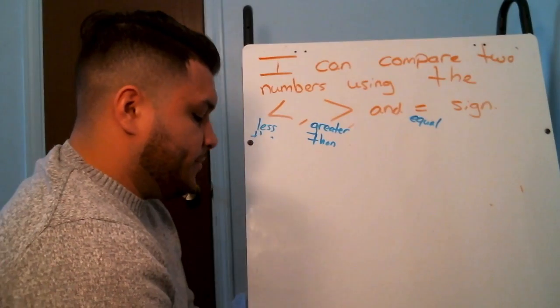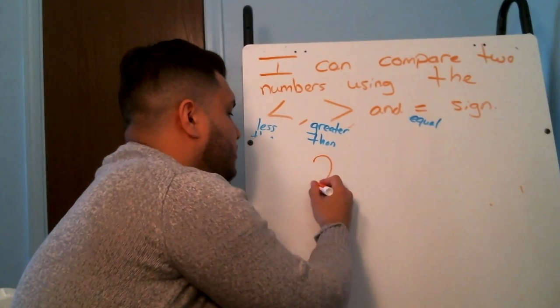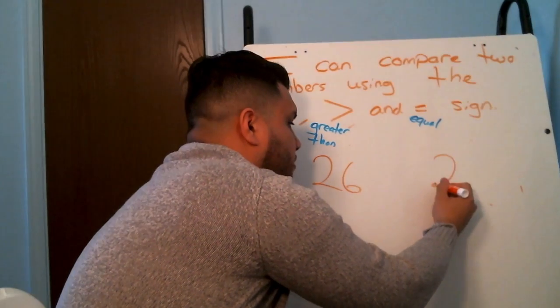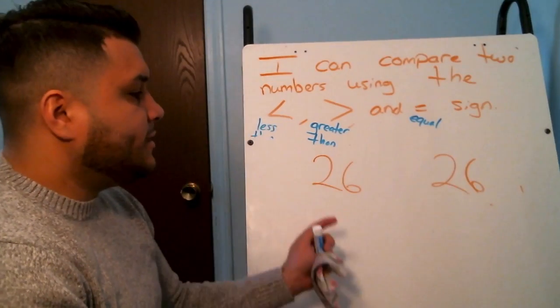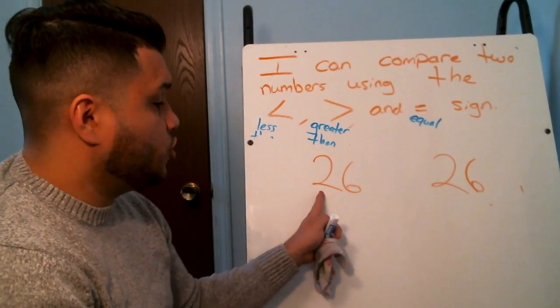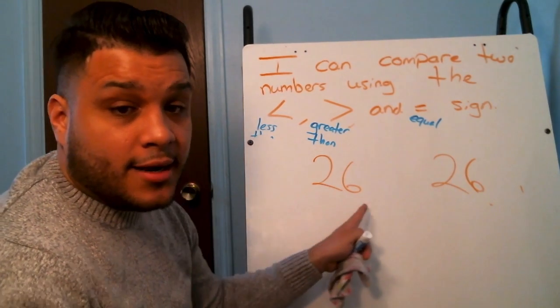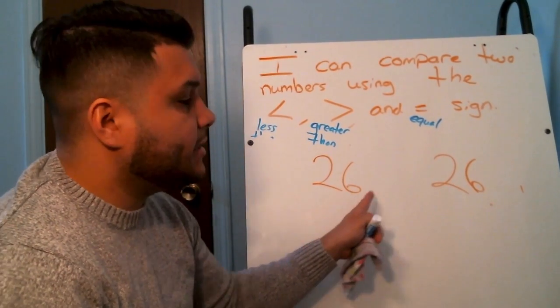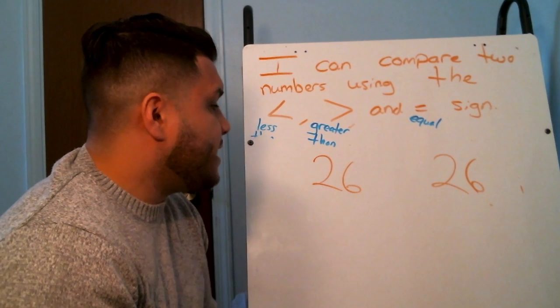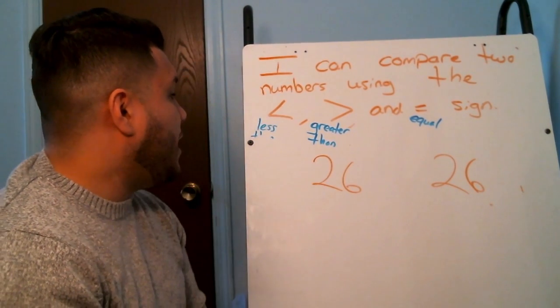What if we have something like this? I see 26 and 26. 2 tens here, 2 tens there. How many ones here? 6 ones here, 6 ones there. Which sign will I use here?